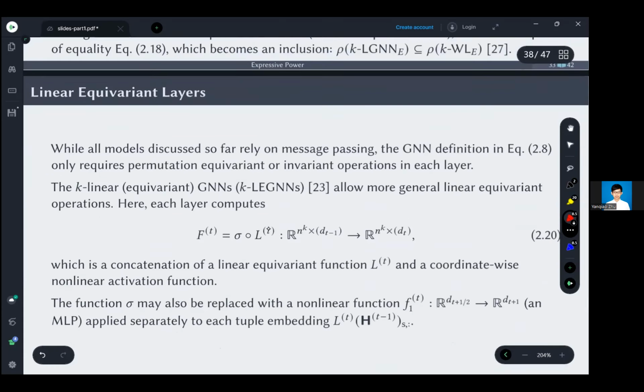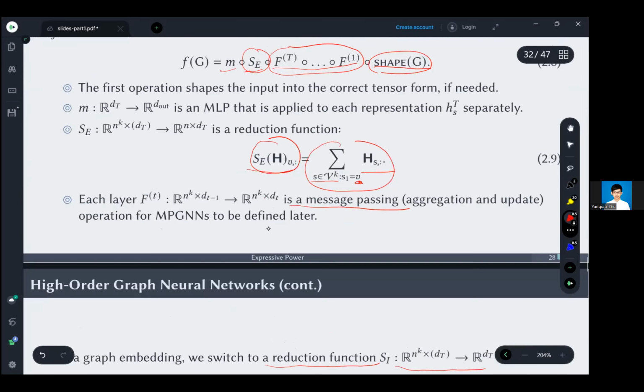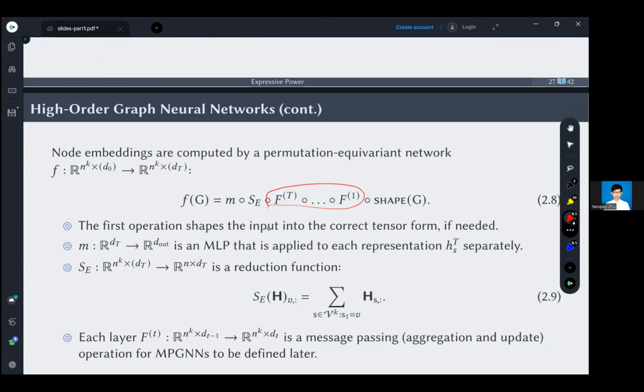Okay, and because I think there are only 6 minutes left, let me finish this part. The remaining technique we are going to introduce is called linear equivariant layers. If you look back at the general form of the high order graph neural network model, you will find that this actually has nothing related to the message passing itself, especially for those F functions. You can use linear equivariant network layers to approximate those networks, to mimic the message passing layers or the message passing mechanisms.